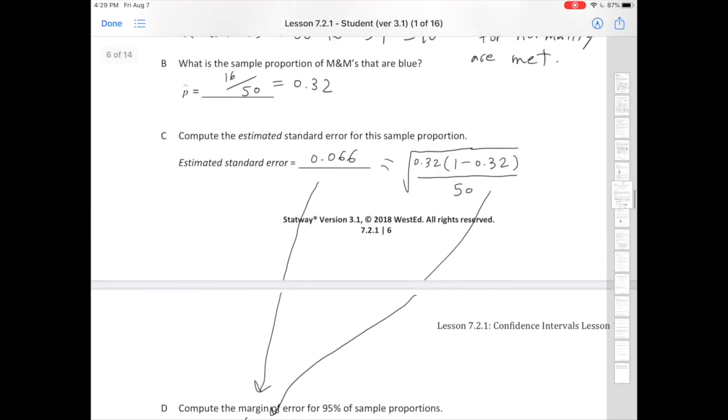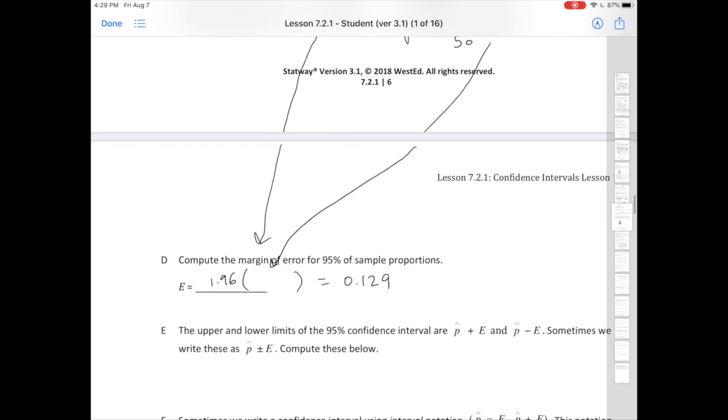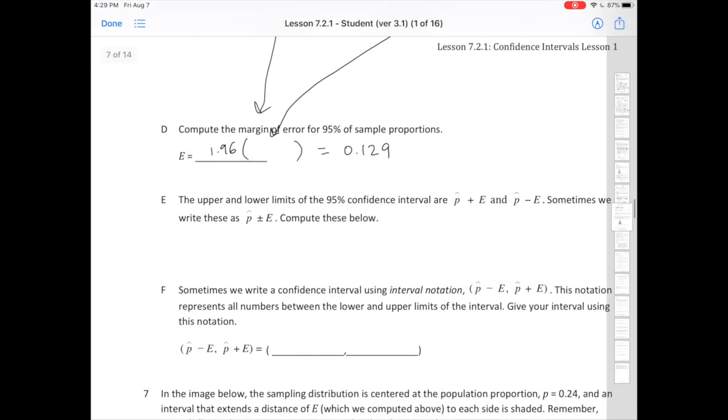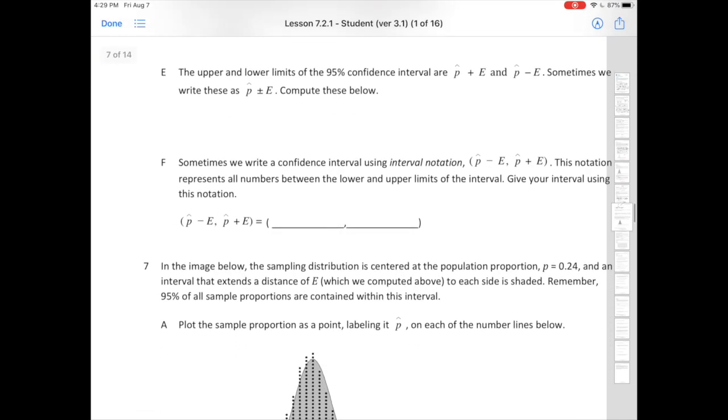Now, understand that we have everything that we need to build the confidence interval, right? We have the p hat, which is 0.32, and then we have the margin of error, which is 0.129. So let's go to part E now. The upper and lower limits of the 95% confidence interval are p hat plus E and p hat minus E. Sometimes we write these as p hat plus or minus E. Compute these below. So we're going to do p hat minus E first. And then I'm also going to do p hat plus E. I'm going to do that one second.